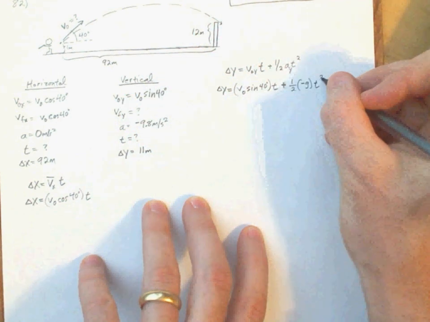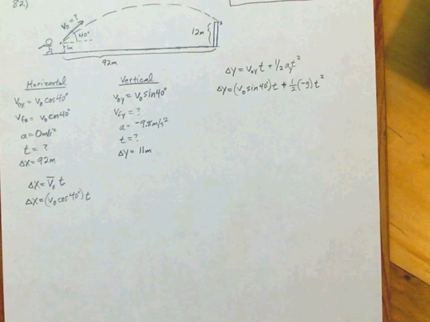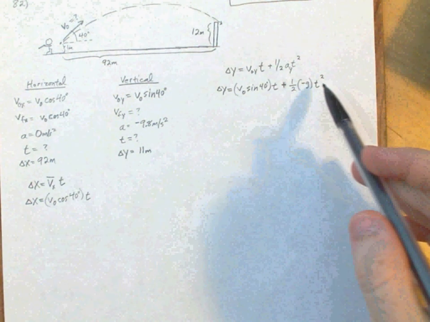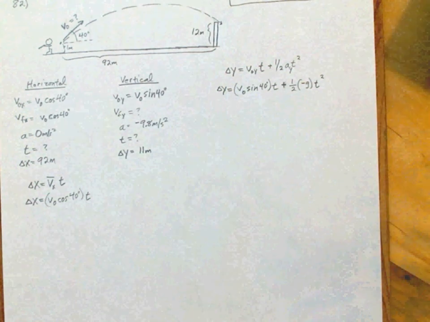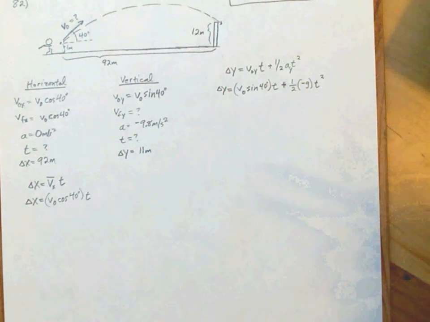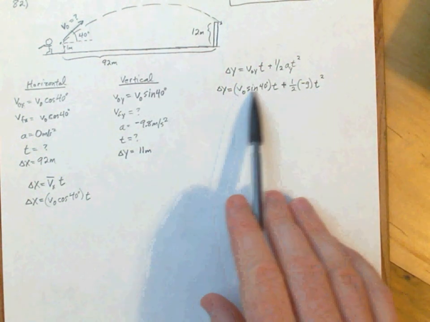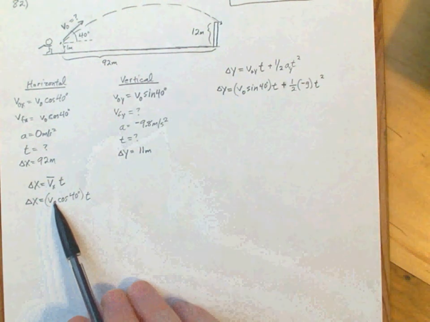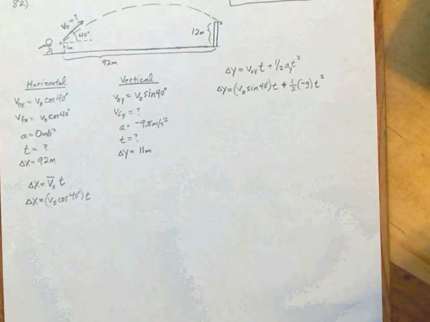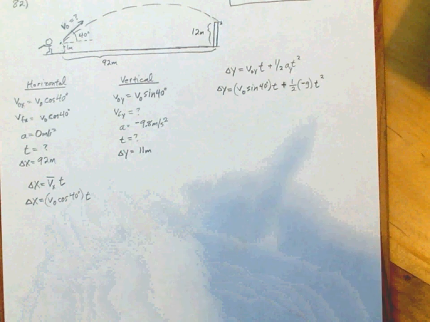Squared. Okay. And then looking at that, I see, well, I don't know t, I don't know v0, I'm kind of stuck. But I have one equation with v0 and t that I don't know. I have another equation with v0 and t that I don't know. Two equations, two unknowns, solve for one variable, plug it into the other.